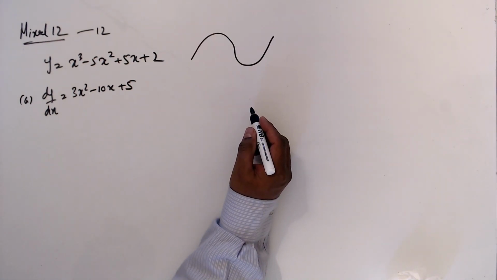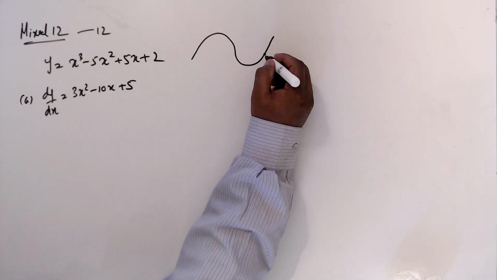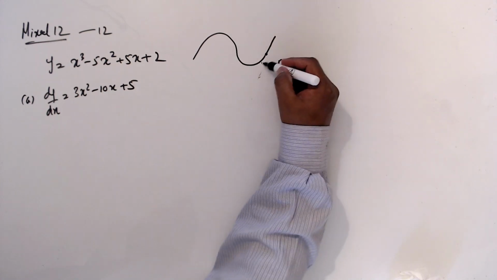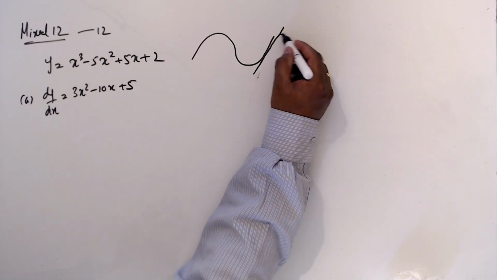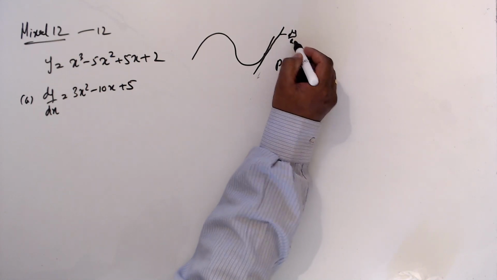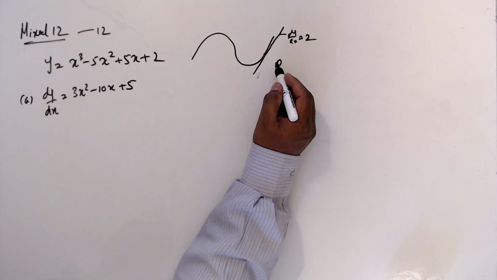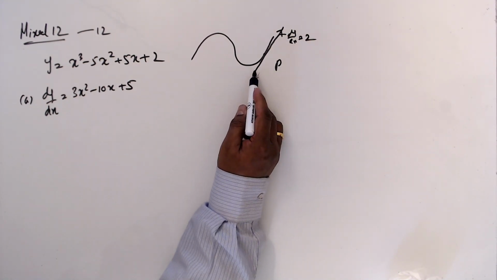The points P and Q lie on C. The gradient of C at points P and Q is 2. So if I take this point as P, the tangent line has dy by dx equal to 2. Now the gradient at Q should also be parallel to this.